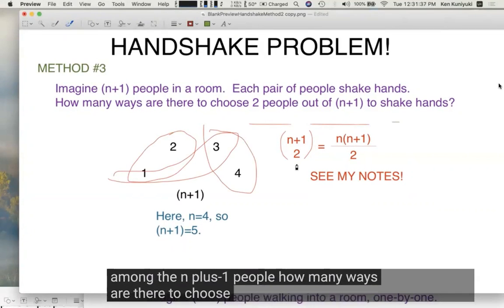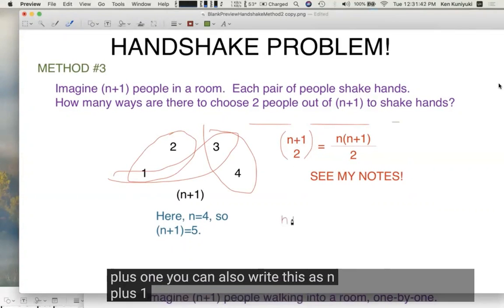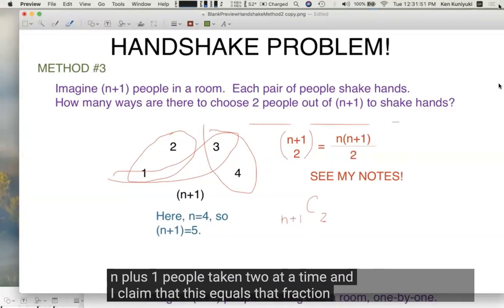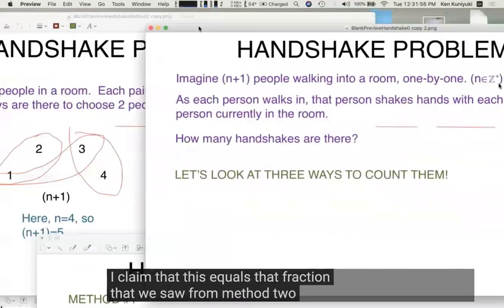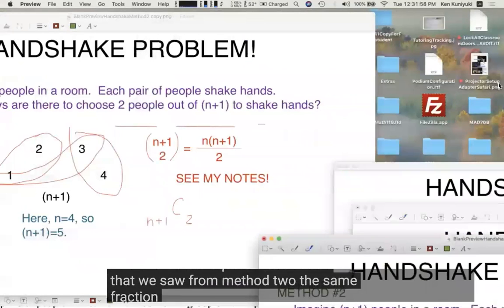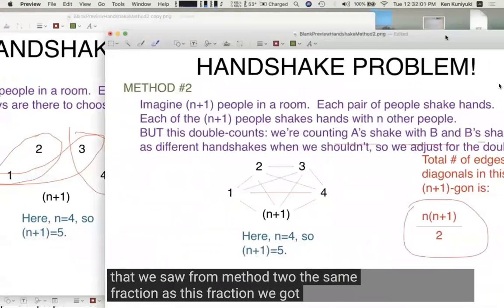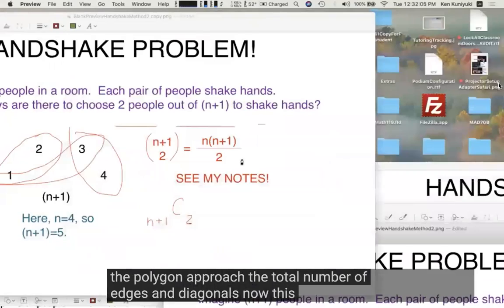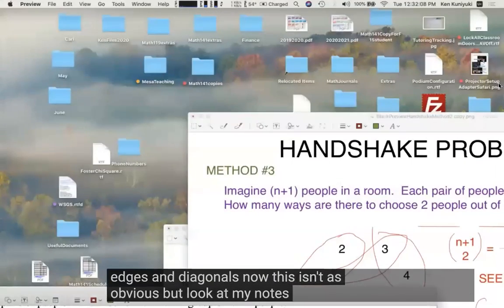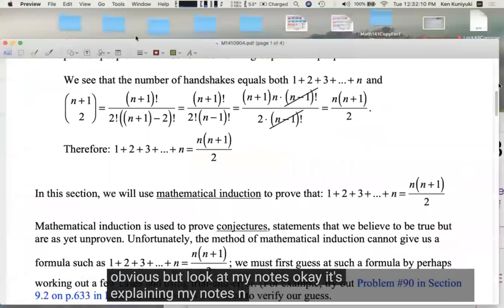How many ways are there to choose 2 people out of n plus 1? You can also write this as n plus 1 C2, the number of combinations of n plus 1 people taken 2 at a time. And I claim that this equals that fraction that we saw from method 2, the same fraction we got from the polygon approach, the total number of edges and diagonals. Now, this isn't as obvious, but look at my notes. It's explained in my notes.